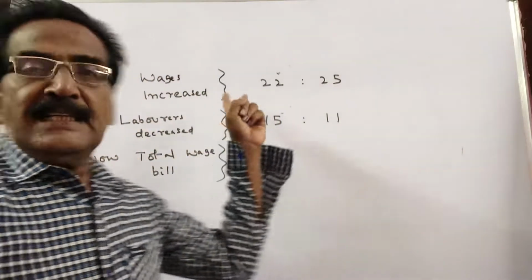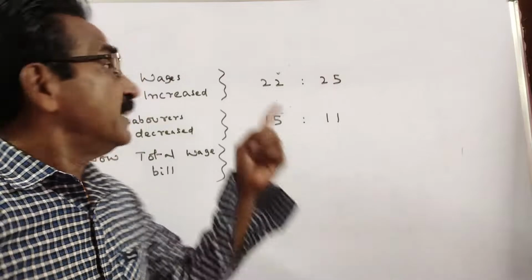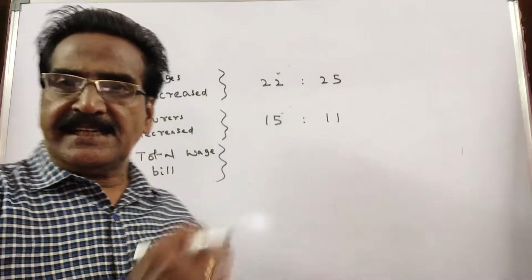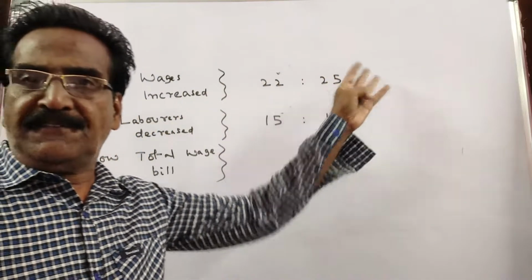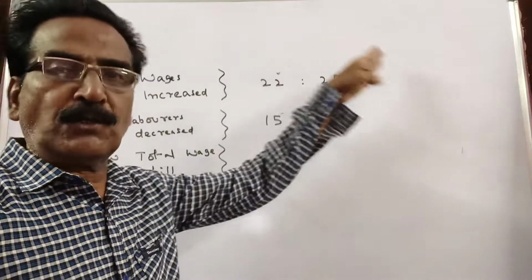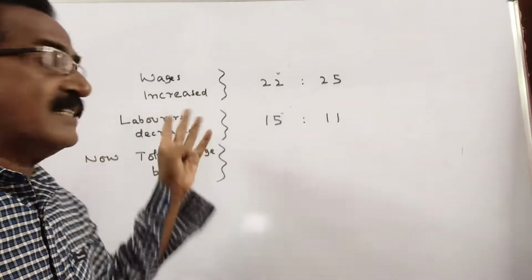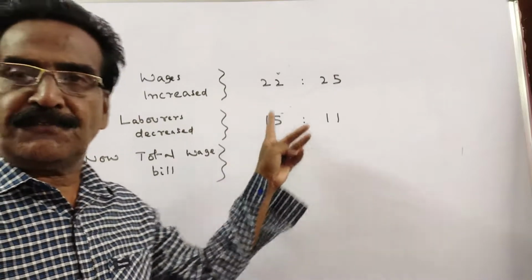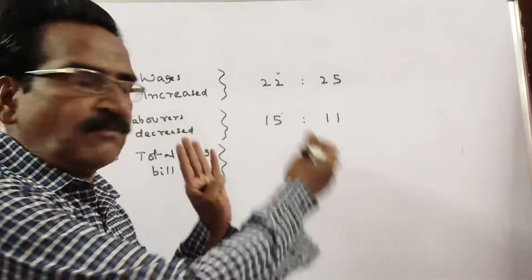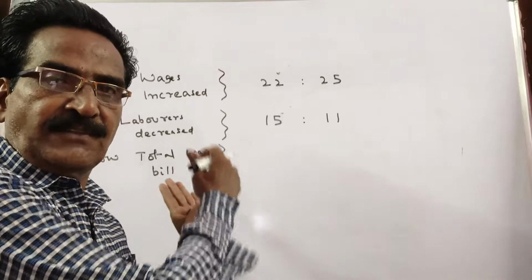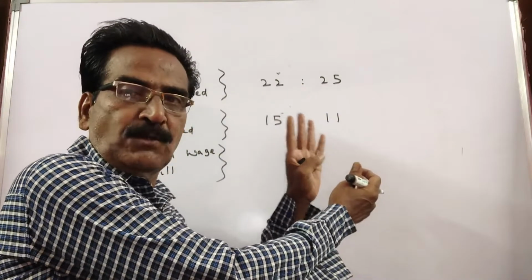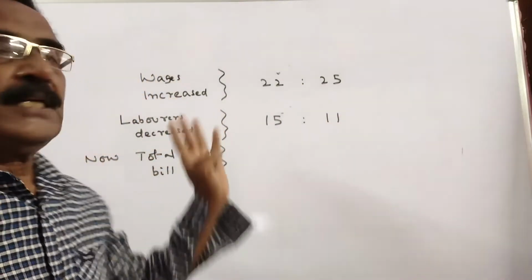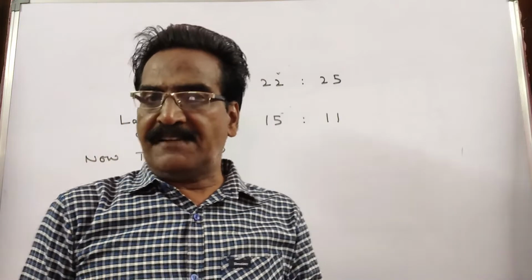See friends, in a factory, the wages are increased in the ratio 22 is to 25. That means 22 has gone to 25. Whereas the number of laborers reduced in the ratio 15 is to 11. That means earlier it was 15, now it has come to 11. So the question is, find the original wages bill.